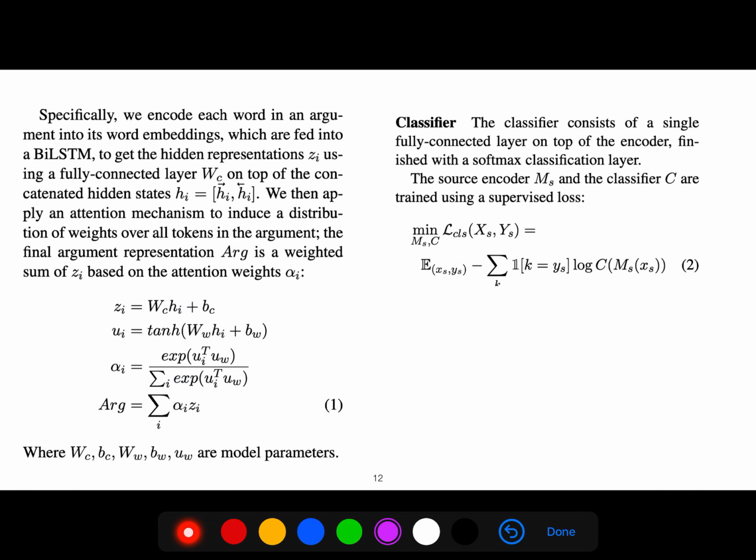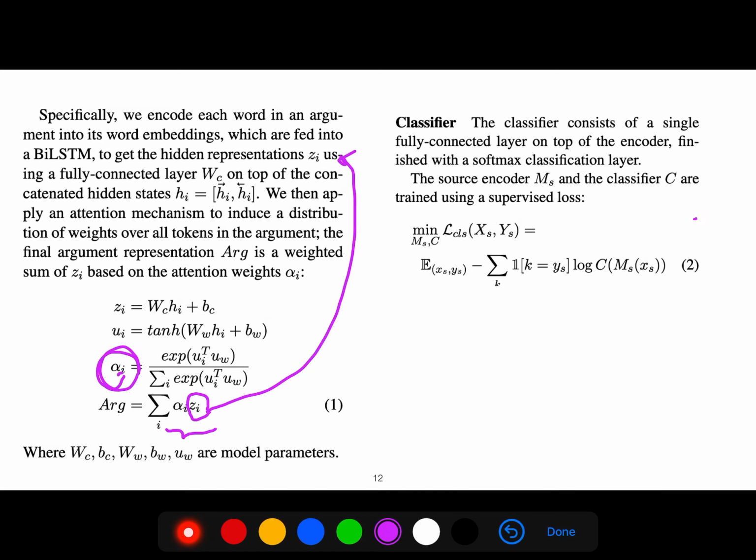So specifically, we encode each word in an argument into its word embeddings, which are fed into the BiLSTM to get hidden representation Z sub I, using a fully connected layer on top of the concatenated hidden states. We then apply an attention mechanism to induce a distribution of weights over all tokens in the argument. The final argument representation is a weighted sum of Z sub I, based on these attention weights alpha sub I. Because it's attention weights, it's just a linear combination of your Z sub I, which is, as I said, the hidden representation of your LSTM.